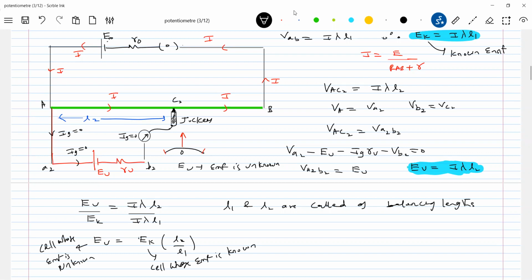So like this, a cell whose EMF I don't know, can I measure it using the potential? This is a standard cell. Sir, we are not bothered about this. I don't know E naught. I think it doesn't matter. No. If you know the cell whose EMF is known, and you bring it in, you can measure the EMF of other cells.